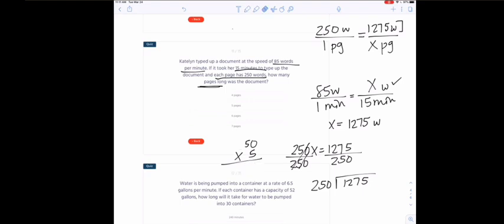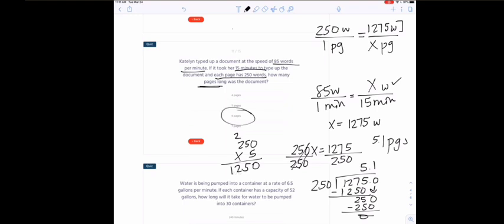Oh no, what am I doing? 5 times 0 is not 5. Oh my gosh, I'm so sorry about that. 5 times 0 is 0. 5 times 5 is 25, carry the 2. 5 times 2 is 10, plus 2 is 12. So it's actually pretty close. I'm going to put in a 5 here. I'm going to do 1250, 25. So I put a decimal. I bring down the 0. 250 goes into 250 one time. Okay, so 5.1 pages. But we can't have 5.1 pages, and 5 pages is not enough, so we have to take it up 1 and go to 6 pages. Okay? All right, I hope you got that.